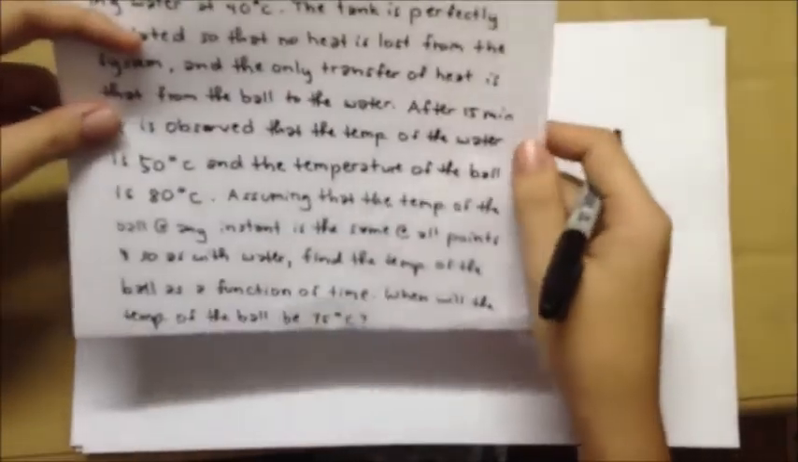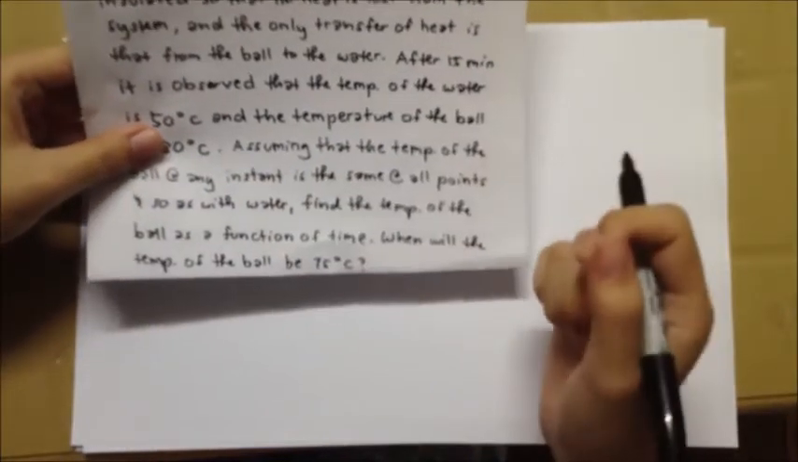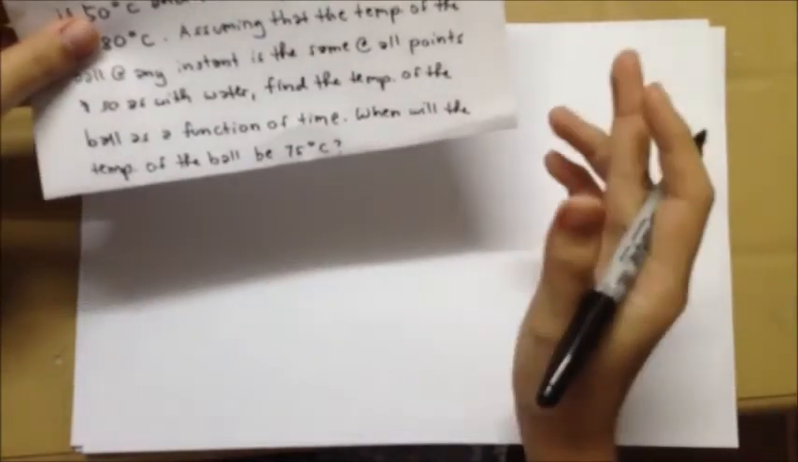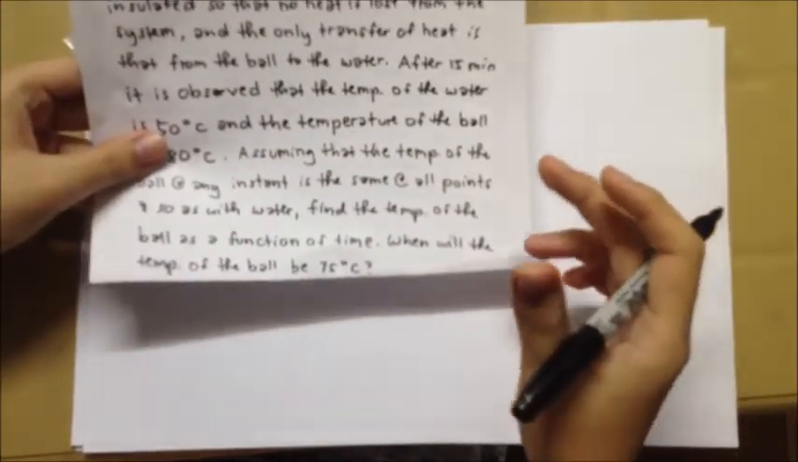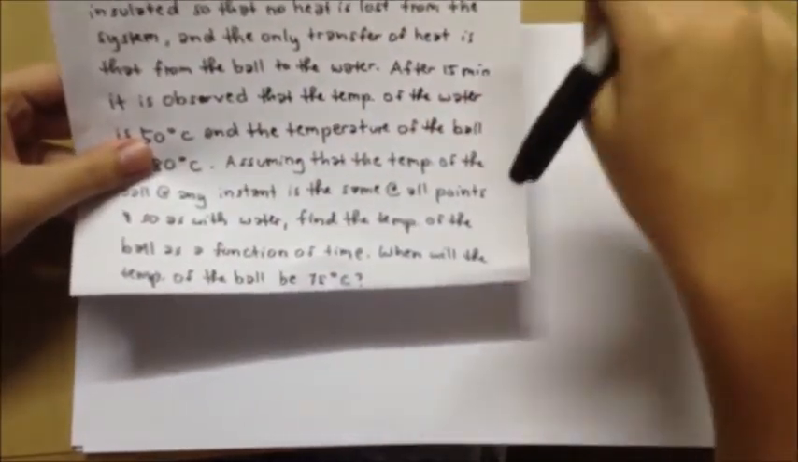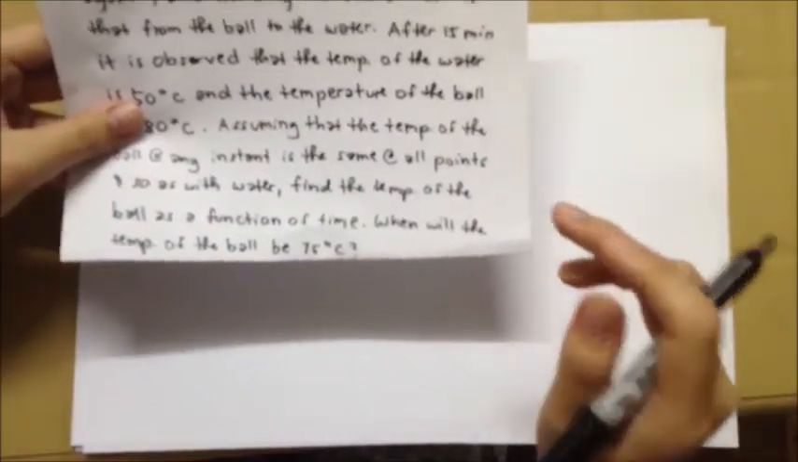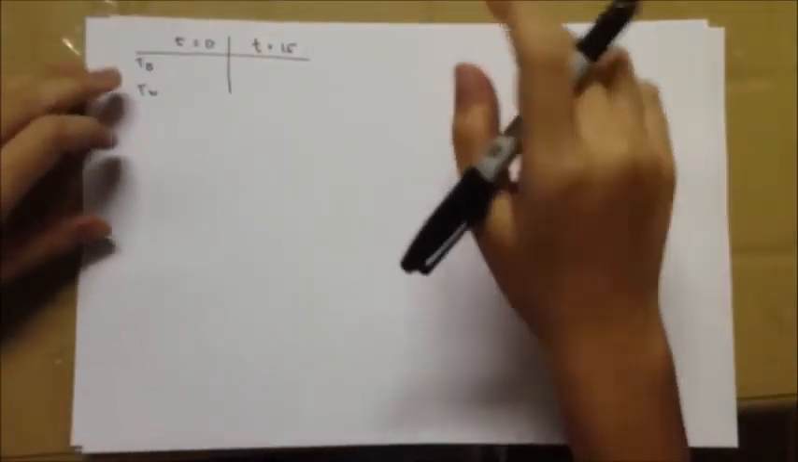Maybe you were just wondering, what is that? This assumption here is important because if we do not assume that the temperature of the ball at any instant is the same at all points, rather the temperature of the ball is different at all points, we have to find the temperature of the water at different points and then find the integral or sum it all up, which is a very tedious job. So this assumption here makes everything simpler.